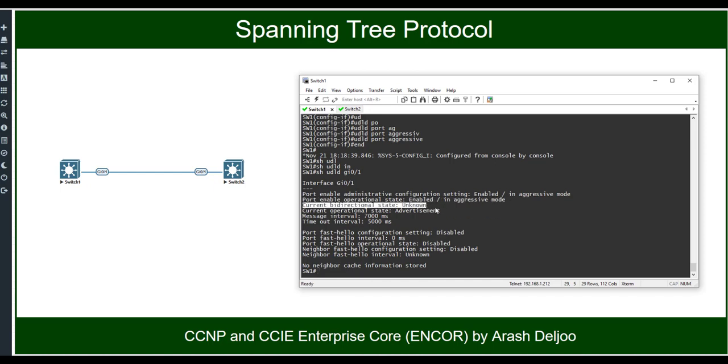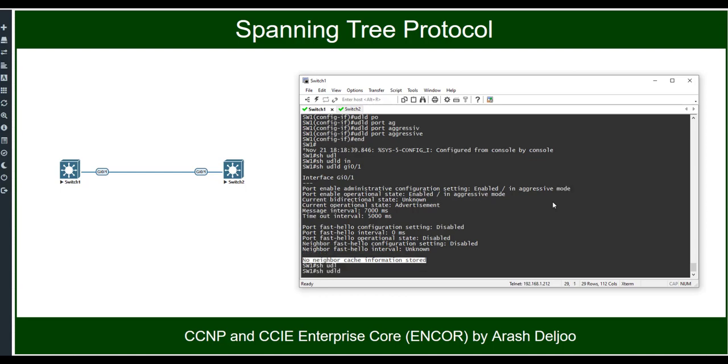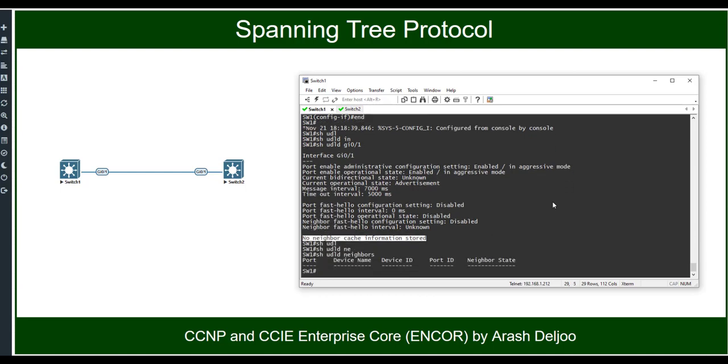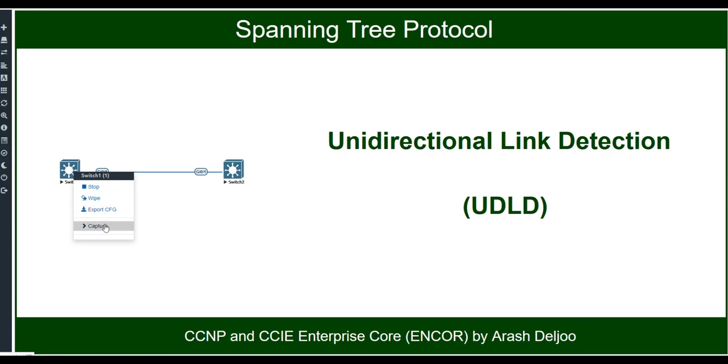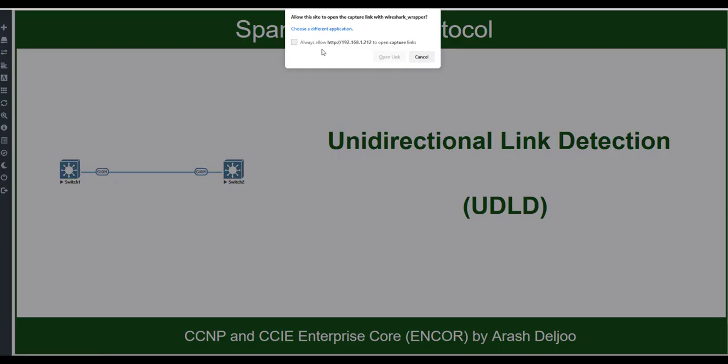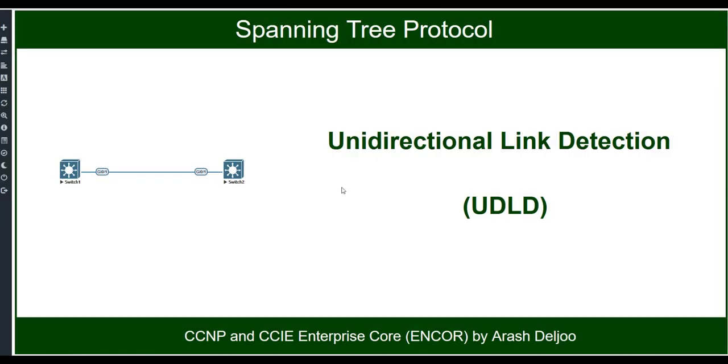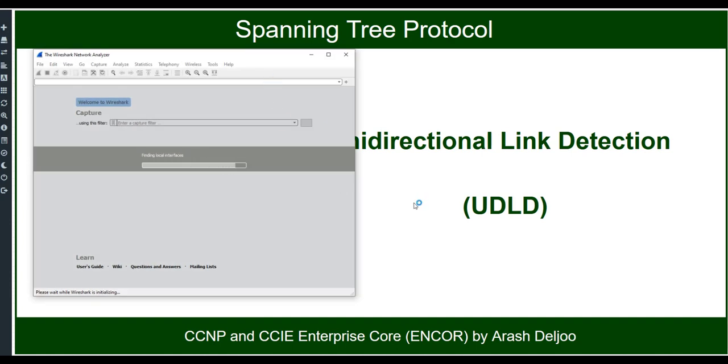Why? Because we didn't enable UDLD on the other side. Okay, because of that we don't have any neighbor information. You know that with show UDLD neighbor we can see our neighbor, but here we don't have any neighbor. It is so easy. Also, if you want, you can, for example, capture the link between switch 1 and switch 2, seeing the UDLD packets.